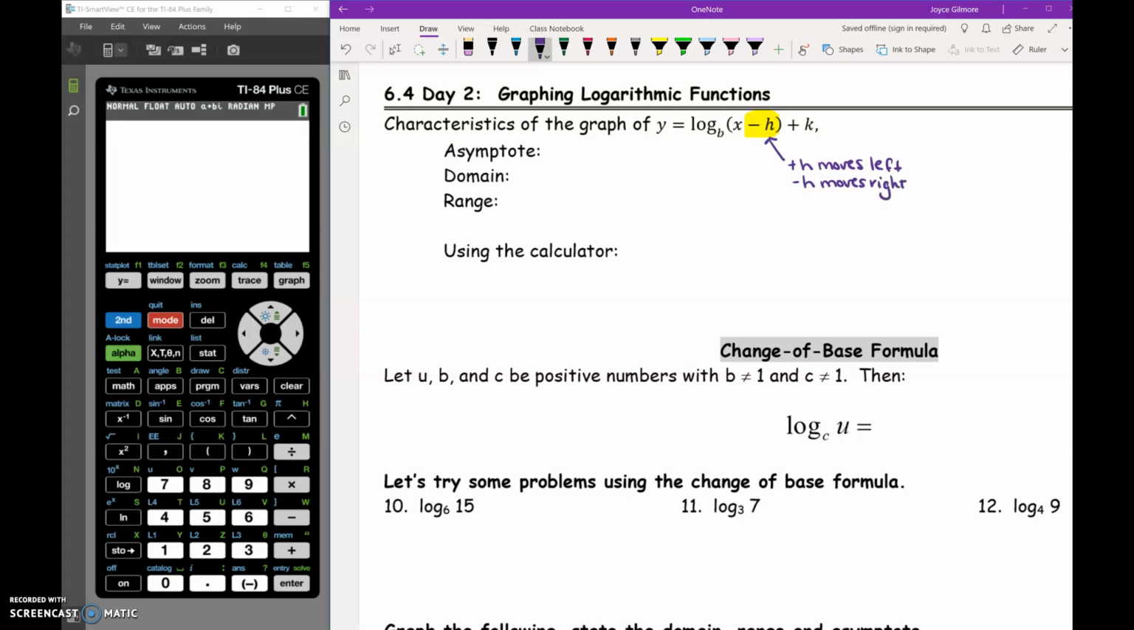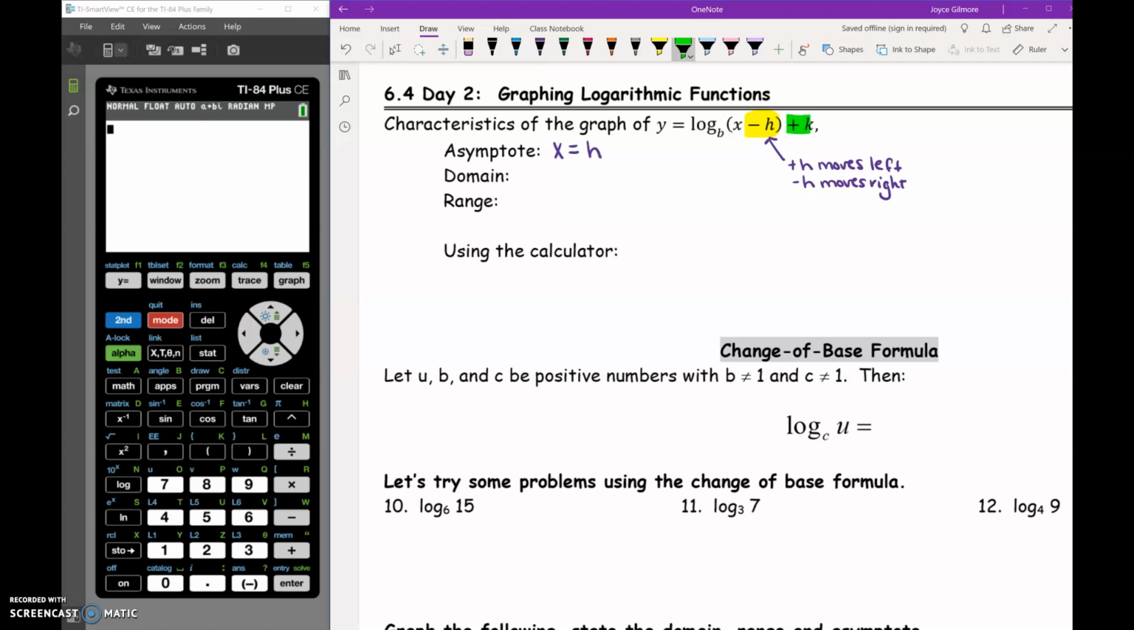And that horizontal movement is going to affect the asymptote. The asymptote is going to be whatever that h value is. So your asymptote is going to be at x equals h. So if this says x minus 2, that means it moved right 2, your asymptote would be x equals 2. If it said x plus 3, that actually means left 3, your asymptote would be at x equals negative 3. So however that graph moves left or right, that moves the asymptote.